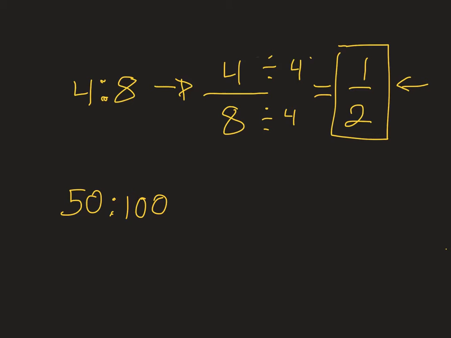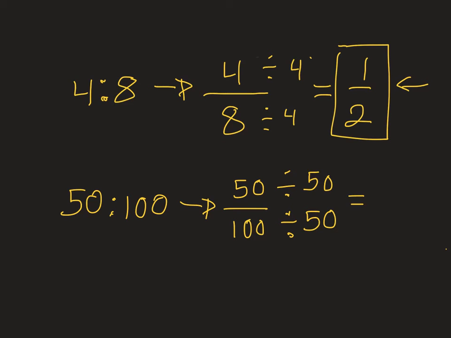What if you get this ratio, 50 to 100? Well, like I said, you just write this as 50 over 100. And now you have to divide both the top and the bottom by the same number. What number can go into 50 and 100? 50 can. So 50 divided by 50, that's 1. 100 divided by 50, that's 2. Oh, wow. We have 1/2 and 1/2.